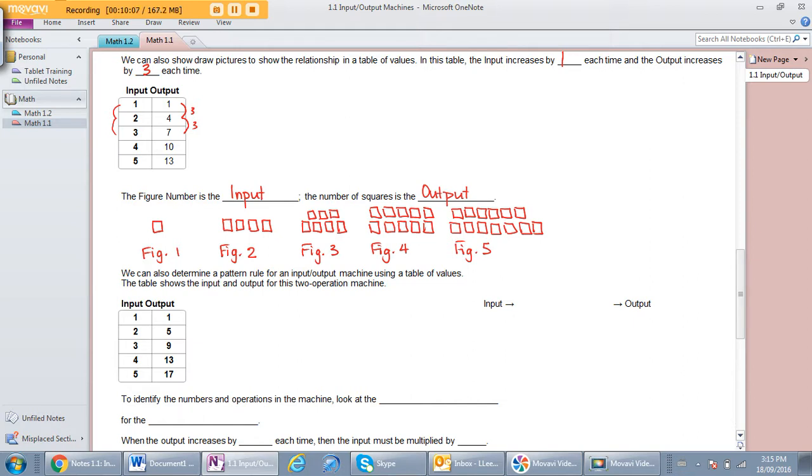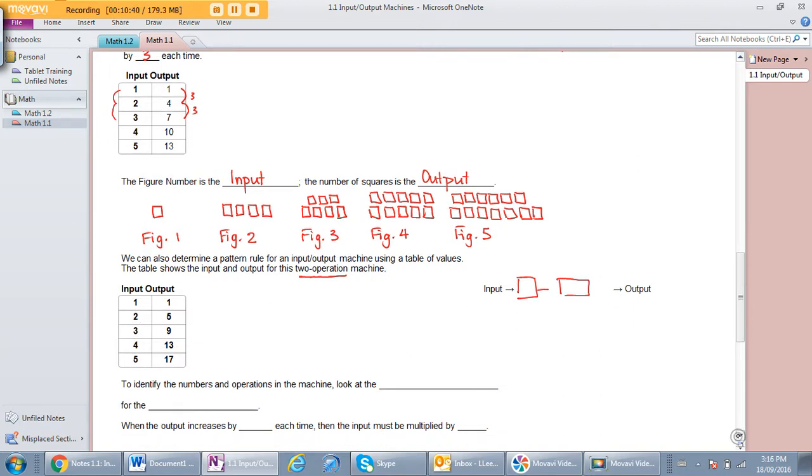by using a table of values. So in this case, this next example, I have a table of values, but I don't know what operations are occurring here. I do know that this table shows the input and output for 2 operations, as that's what's stated there. So I have to figure out what those 2 operations are so that when I put 1 into my machine, it spits out the number 1. Or if I put 2 into my machine, it spits out 5.